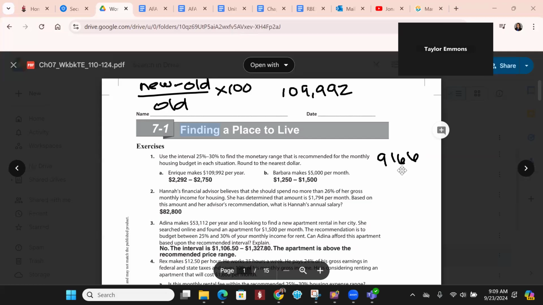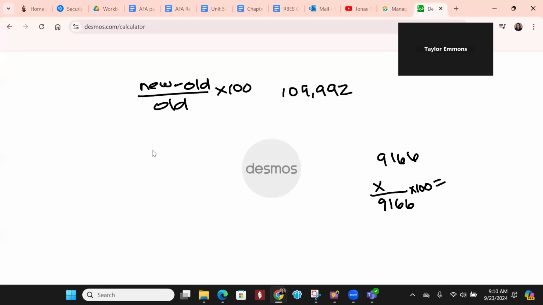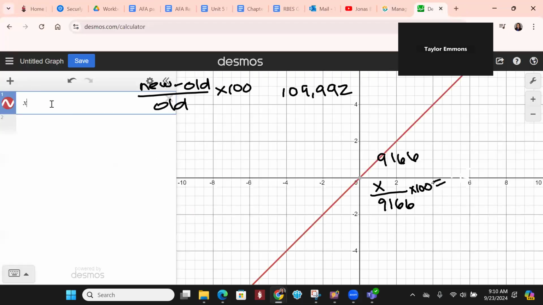So if I make this much, I want to figure out how much my monthly payment is going to be, right? If it was 25% of my monthly income. So I'm going to set this equal to 25. Okay. Now, do you have to do algebra? Yes, if you want to do it by hand, or, because I'm answering your question, going into Desmos.